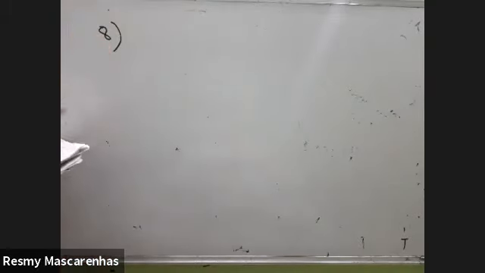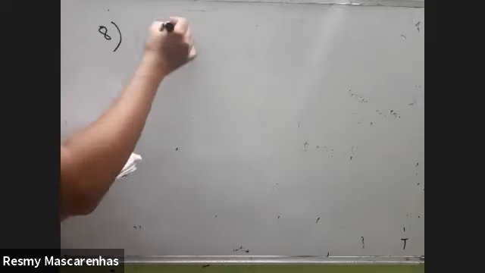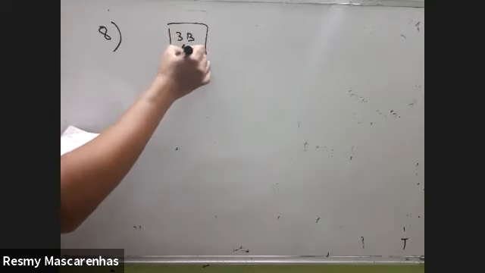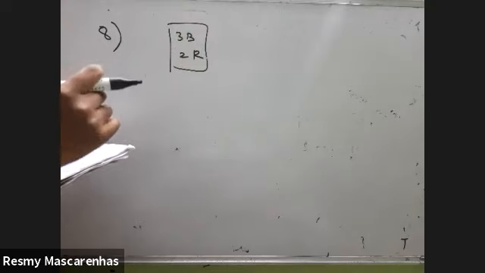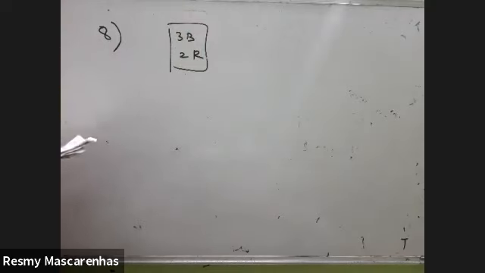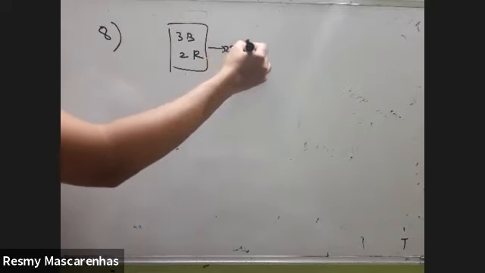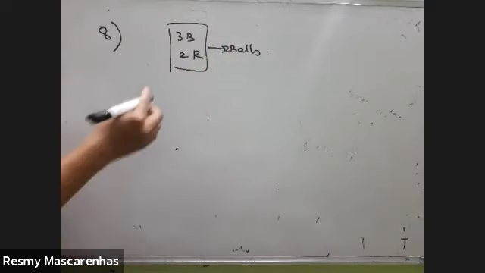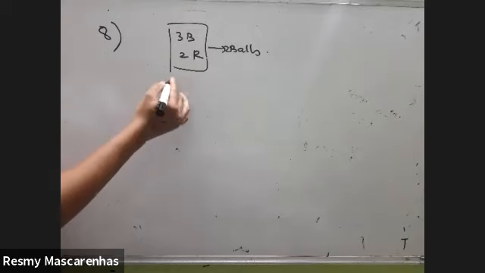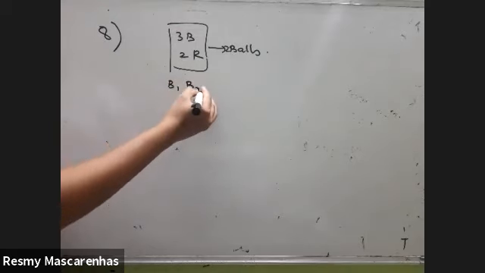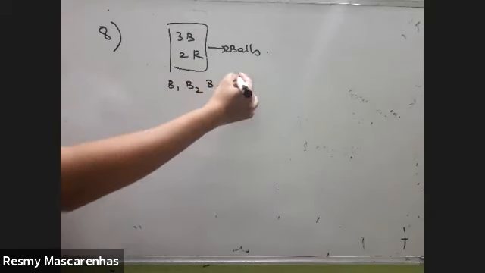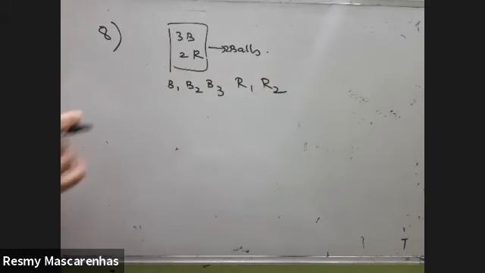Eighth one. A bag contains 3 blue, 2 red balls. If 2 balls are drawn from a bag at a time, find the sample space. So you just name them as B1, B2, B3, R1, R2. Same like that question number 6, like boys and girls.